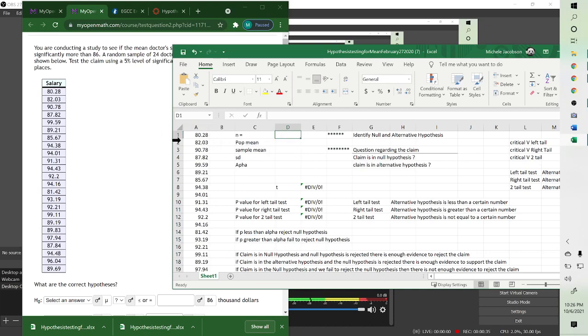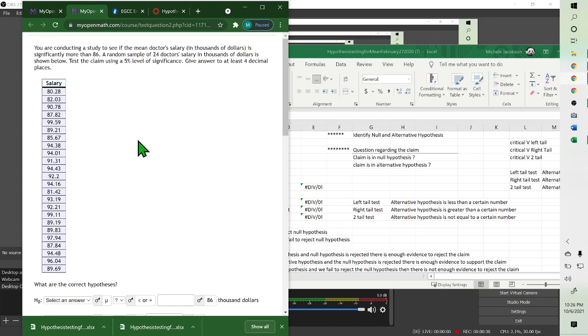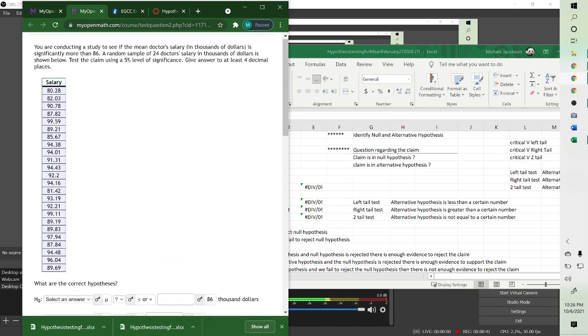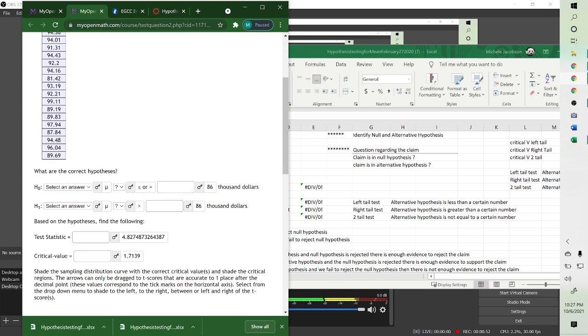We want to do a test. I guess we need to read it. Conducting a study if the mean doctor's salary in thousands of dollars is significantly more than 86. So then when you're doing your null hypothesis, because it's a mean or an average, you use mu. And then you always test equal to for your null, so equal to 86,000. And then we wanted to test more than, so the alternative would be greater than.